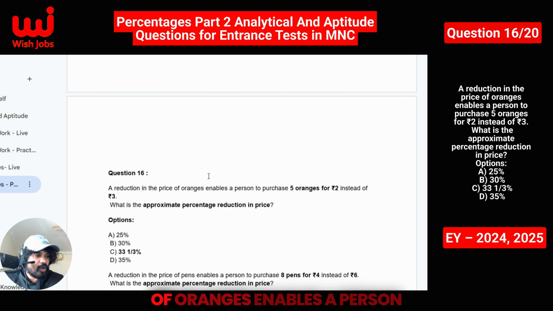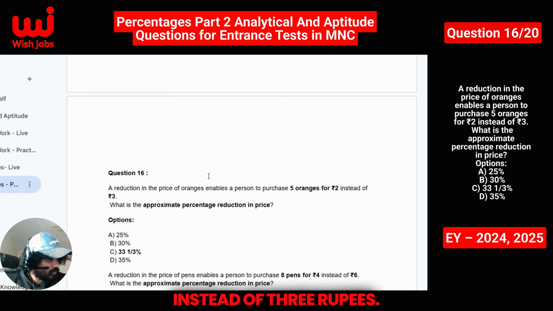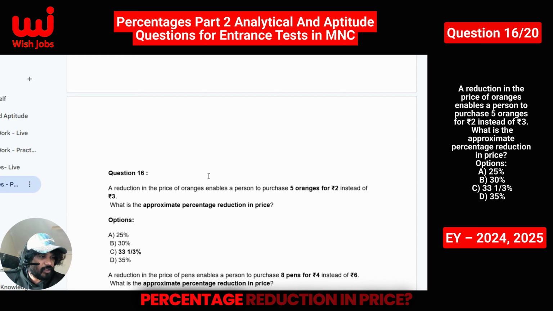A reduction in the price of oranges enables a person to purchase 5 oranges for 2 rupees instead of 3 rupees. What is the approximate percentage reduction in price?